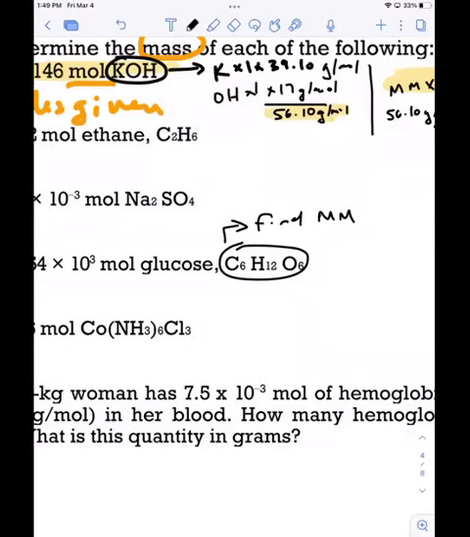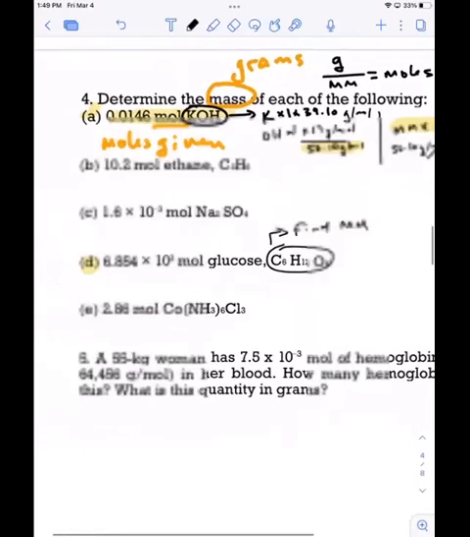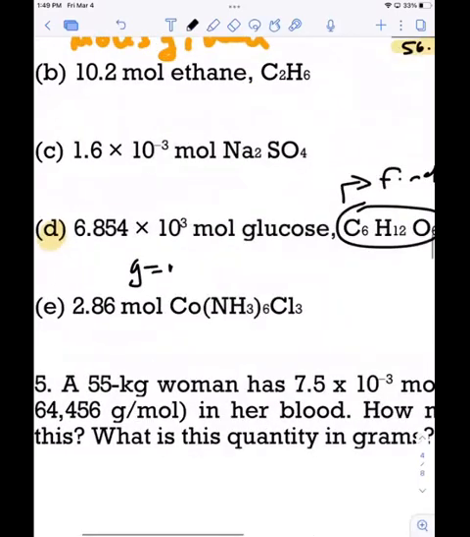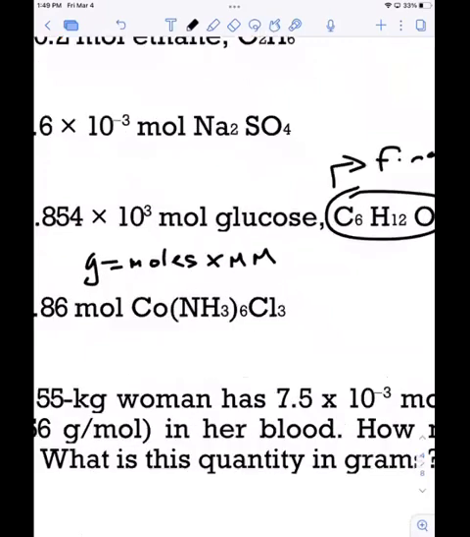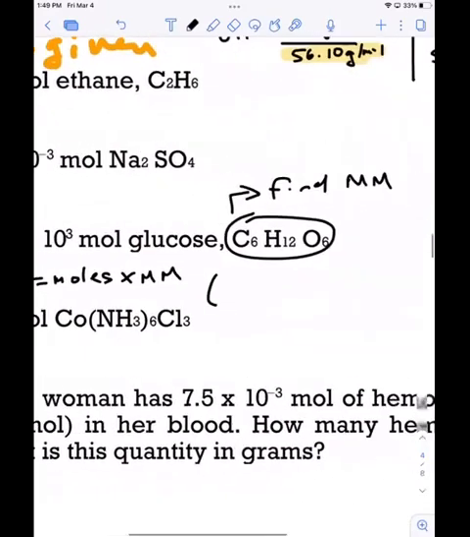Right, got to find the molar mass. And I think, did we already? No, we did sucrose up top. But we know how to do that. Right, 6 times 12.01, 12 times 1.008, and then 6 times 15.99. That's how we're going to get the molar mass of glucose. And once we do that, it's just a matter of putting the numbers into an equation like this. We got moles already, 6.854.